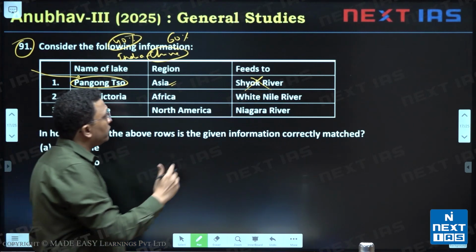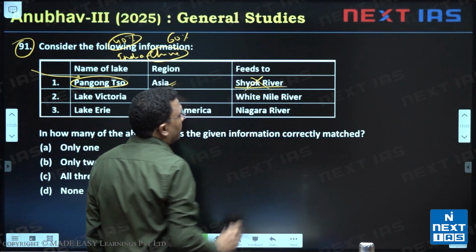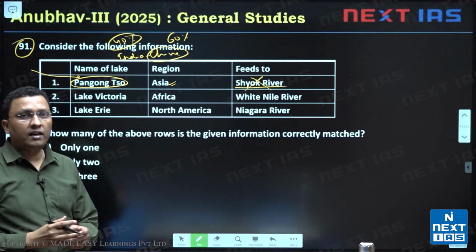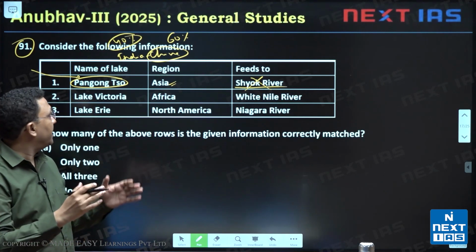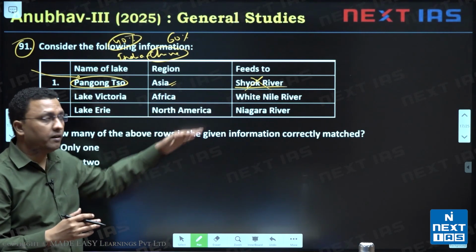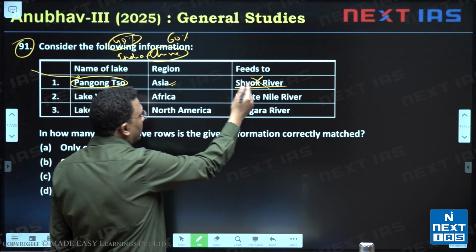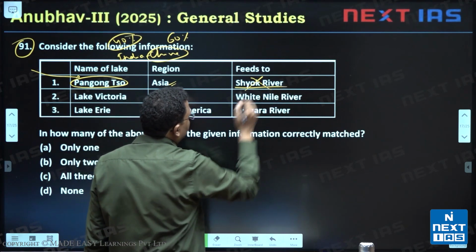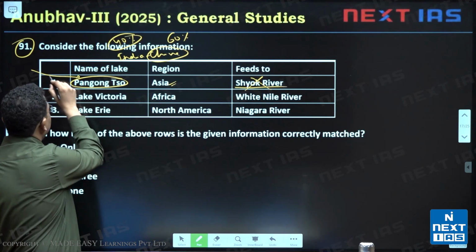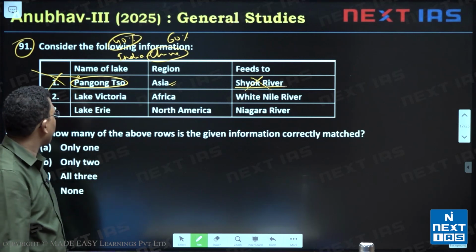It earlier used to feed Syok River, but because of natural damming, a barrier got created between this lake and Syok River, and now it no longer feeds to Syok River. So this is not correct. That means first is not correctly matched.